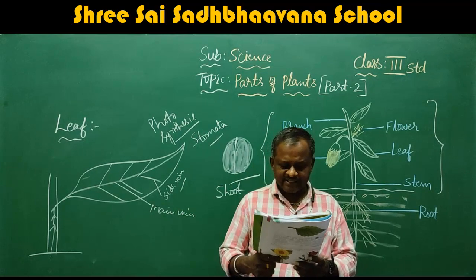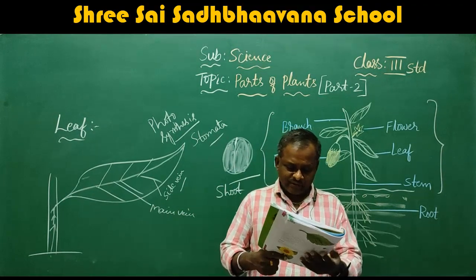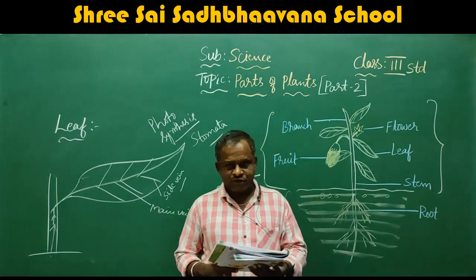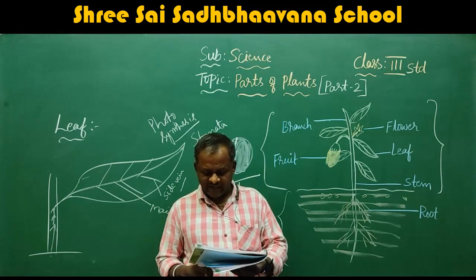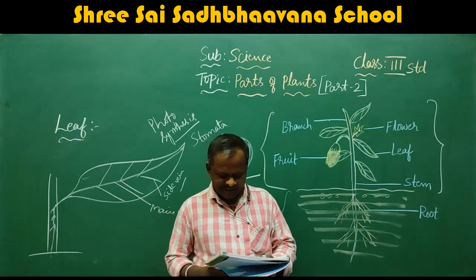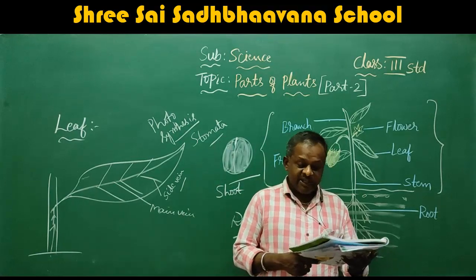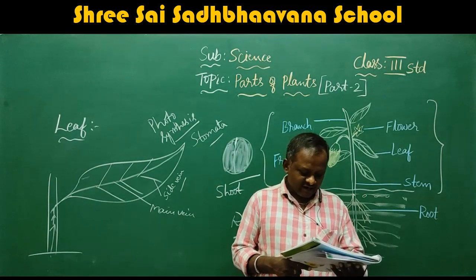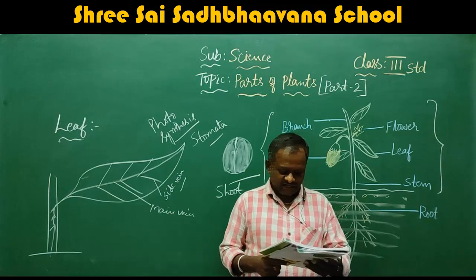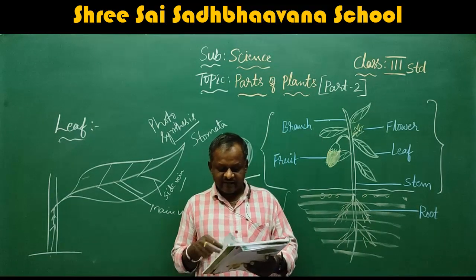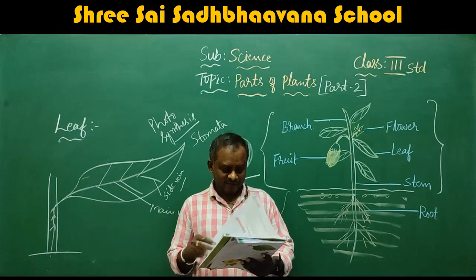Next, let us summarize. The part of a plant which grows above the ground is called shoot. There are two types of roots, taproot and fibrous root. Root holds the soil and prevents it from being washed away. Hard, strong and woody stem is called trunk. The stomata throws out extra water from the leaves.